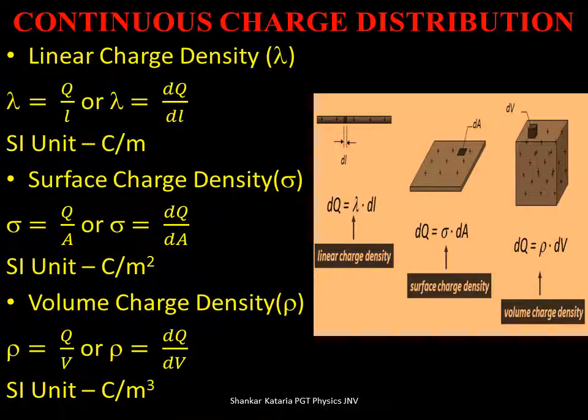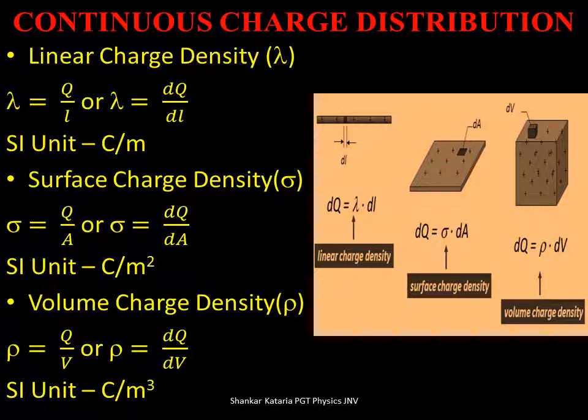Here certain continuous distributions of charges are taken, that is a wire charged uniformly, an area or a plane sheet you can say, and a cuboid, or you can take a sphere charged uniformly. For these three surfaces we define three quantities. For a line charge we define linear charge density, which is the ratio of charge to the length, and its SI unit is coulomb per meter, denoted by the Greek letter lambda.